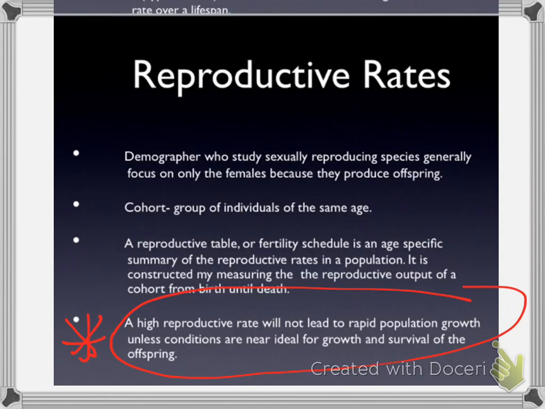Or if you've ever stepped on a spider that has one of those nests on its back, and all those little spiders are running around, most of those won't survive because the conditions aren't ideal for all of them to survive. It's competition to survive.